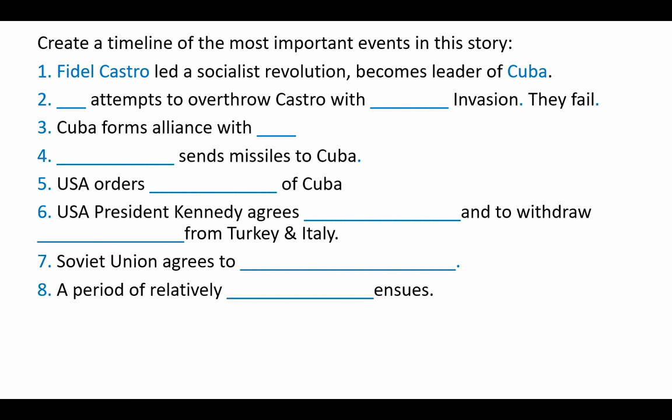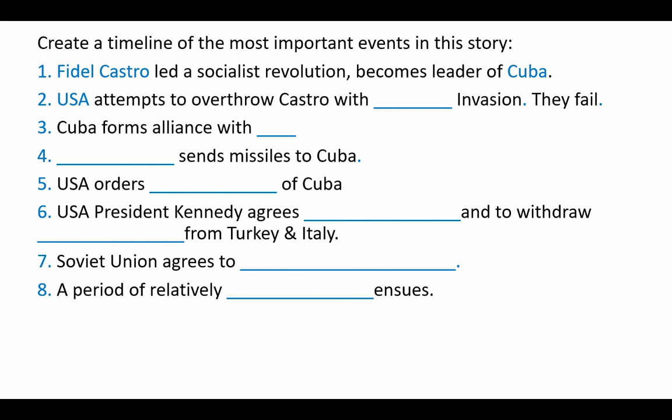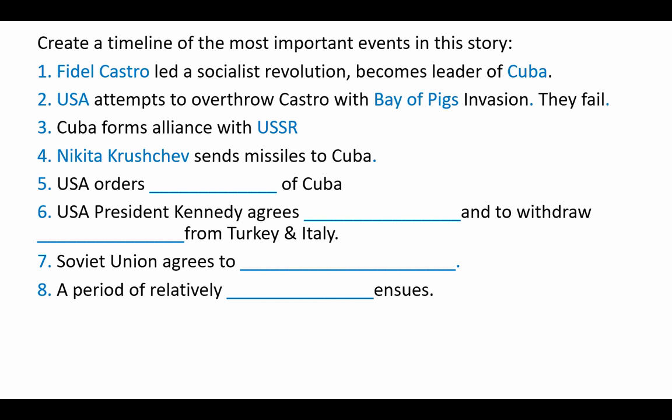So step number 1, Fidel Castro led a socialist revolution and he becomes leader of Cuba. Number 2, the USA attempts to overthrow Castro with the invasion that was called the Bay of Pigs invasion. This invasion fails. Number 3, Cuba then forms an alliance with the USSR. Number 4, Nikita Khrushchev, the leader of the USSR, sends missiles to Cuba. And then the USA sees that Cuba has these missiles and they order a naval blockade of Cuba, right? So they order their navy to block all of Cuba so that nothing can be brought into Cuba.